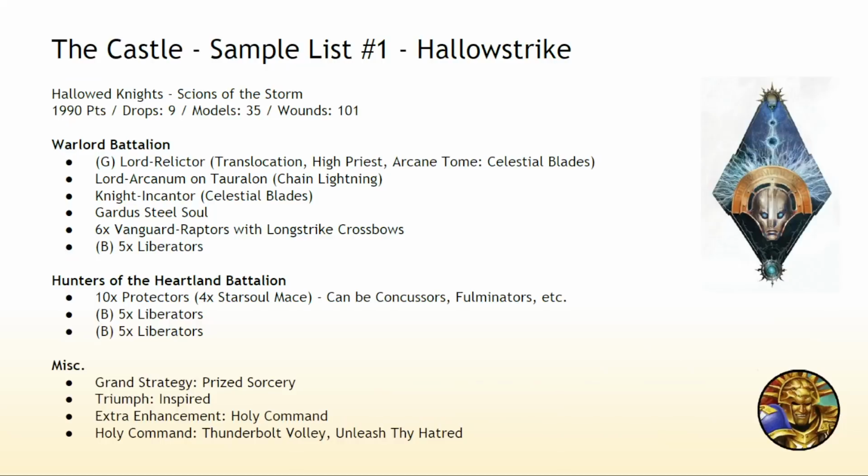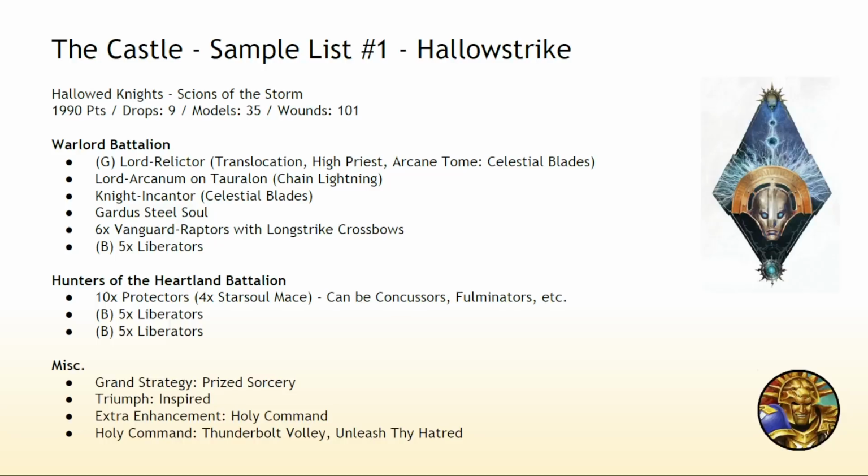Yep. So let's take a look at a couple sample lists of how castles are built. And the first one here is the Hallowstrike list. We talked about this in episode 4, and it hasn't changed much after the FAQ. I haven't had that much time to tinker with it. So it still consists of a Relictor with High Priest and an Arcane Tome, a Lord Arcanum on Toralon, a Knight Incantor, Gardas, 6 Long Strikes, 5 Liberators, 10 Protectors, and 10 more Liberators.